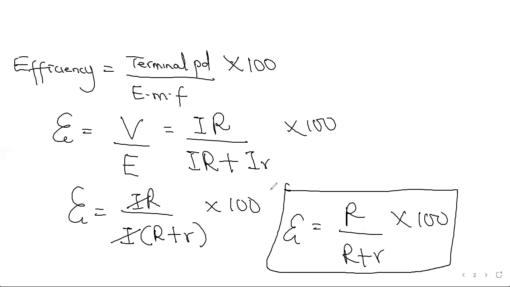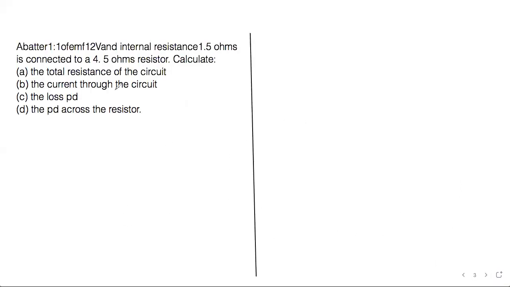We know the resistance that is connected in series to it, and you know the internal resistance. Okay? So let's look at some examples. Example 1. A battery of EMF 12 volts and internal resistance 1.5 ohms is connected to a 4.5 ohm resistor.